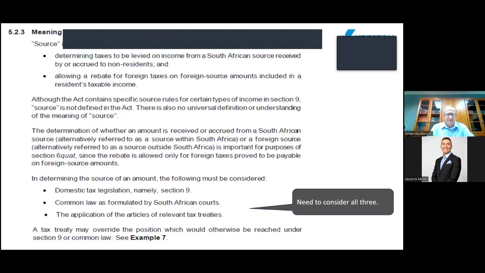The explanatory memorandum elaborates a bit on what is source of income. So you need to be familiar with the source of income. But remember, there are three categories on how something can be from a particular source. The one is just the common law. So, for example, if you were to physically get on the plane, fly to Zambia, physically do the project in Zambia, and come back again, you charge fees there, then the income undoubtedly is sourced in Zambia. So, common law, it is sourced in Zambia.